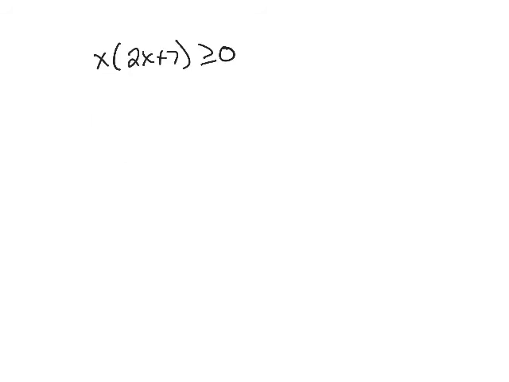Okay, now we'll do x times 2x plus 7. Your brain might want you to distribute, but don't do that. This is already in factored form for us, so we actually saved a step here. I know that x equals 0 is a transition point. 2x plus 7: so 2x is equal to negative 7. x is equal to negative 7 halves, which is negative 3.5.